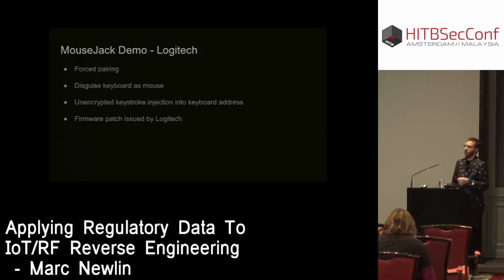Another neat thing, you need to pair a keyboard with a dongle in order to inject keystrokes, but you can actually structure the pairing sequence in such a way where you pair a device which is a keyboard effectively, but shows up to the end user as a mouse. And still having a new device paired, not good, people will notice, but if it looks like a mouse, maybe it's less suspicious. And then the really fun thing is this unencrypted keystroke injection.